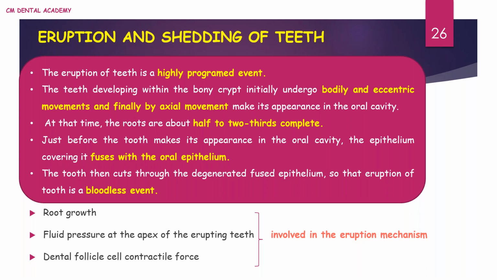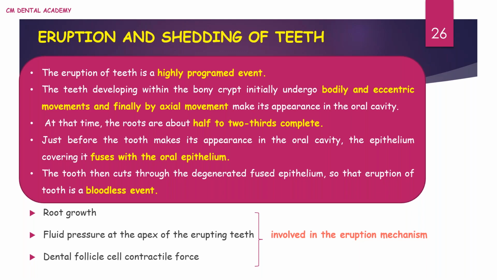The eruption is a highly programmed event. Teeth developing within the bony crypt initially undergo bodily movement. So what is the bodily movement? The tooth moves, tooth and crown both move in one direction. That is the bodily movement. Then it shows the eccentric movement. Eccentric is not along any specified axis, not placed centrally. It shows these two movements to make its appearance into the oral cavity.